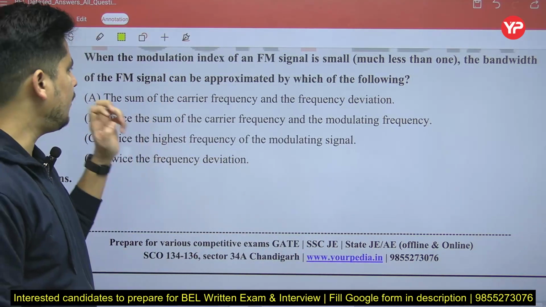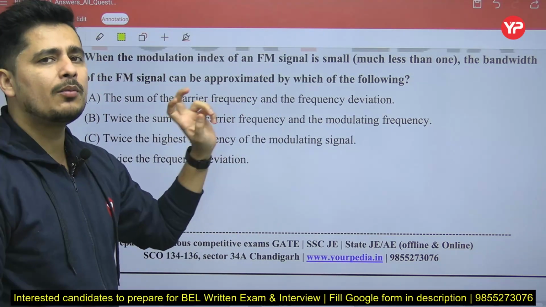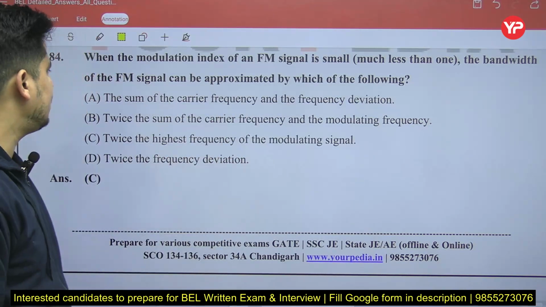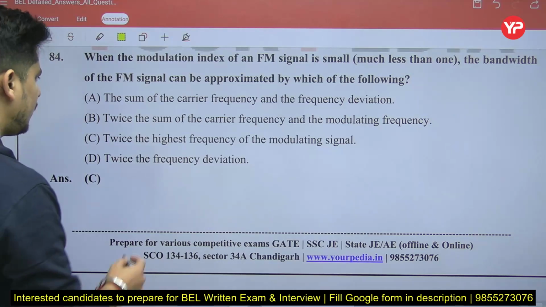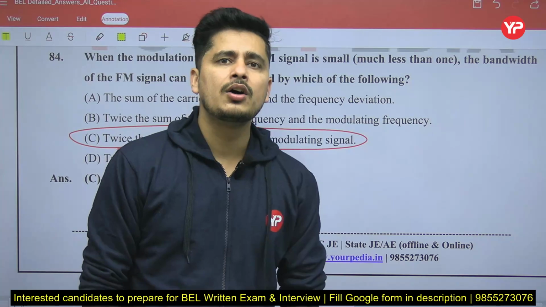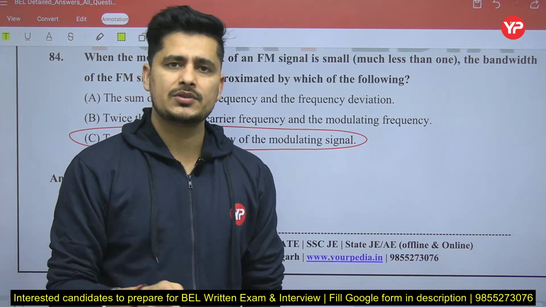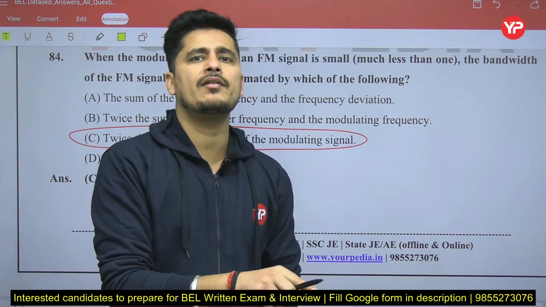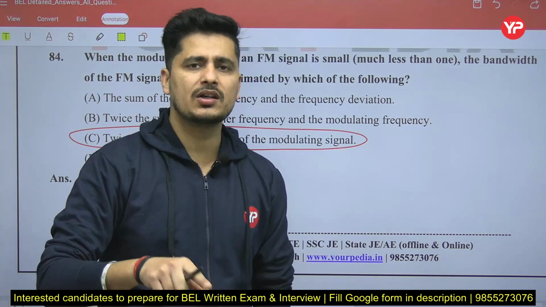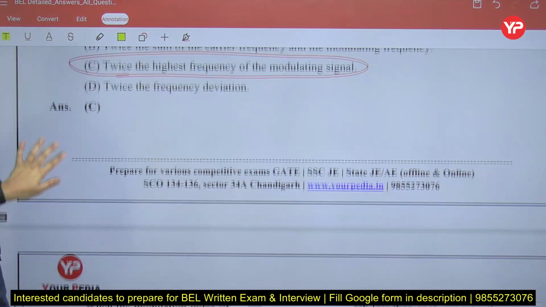That's why if you are asked for the bandwidth of a narrow band FM, you can directly say that it is almost equal to the bandwidth of an AM signal, and the AM signal bandwidth is twice the highest frequency of the modulating signal. So remember, a narrow band FM is equivalent to an AM signal, and its bandwidth is twice the bandwidth of the message or modulating signal.